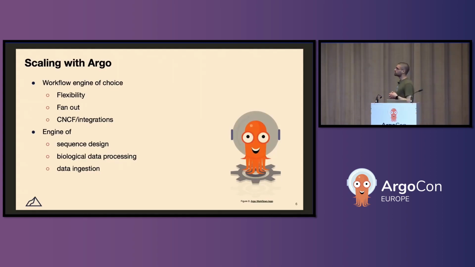So at Dyno, I will show you that Argo Workflows is the engine of sequence design, so taking these sequences and modifying them somehow to generate more of these variants from this universe of available sequences. We're also doing biological data processing through Argo Workflows, so we're taking data from the lab and processing it in specific ways and storing it, of course, through data ingestion mechanisms that we have constructed.